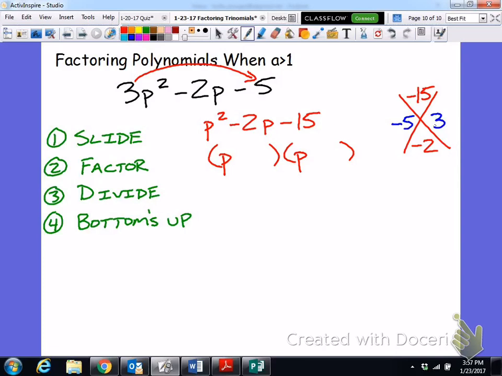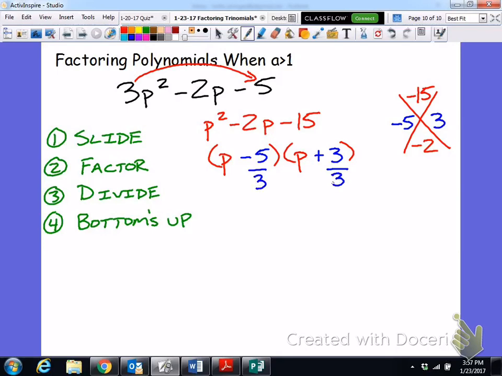I then take those two factors and write them directly into my factors right here. My next step, step 3, is to divide. So I'm going to divide each of those numbers by the original number that I slid over, which is the 3.